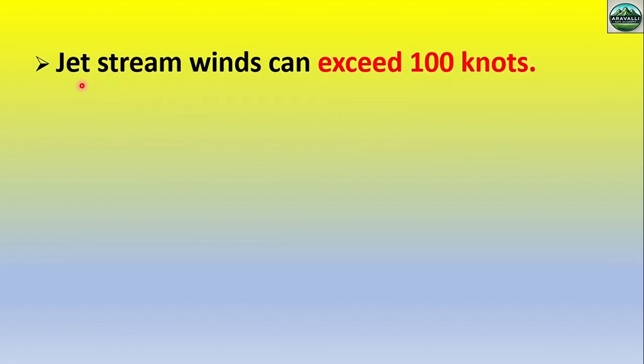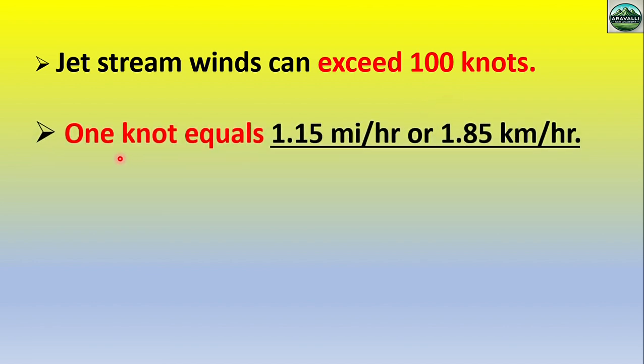Remember about the jet stream: jet stream winds can exceed 100 knots. A knot is a unit of speed. One knot equals 1.15 miles per hour, as well as 1.85 kilometers per hour. Remember this point. This is important for Part B, because factual questions come in Part B, and conceptual questions come in Part C in CSIR-NET.